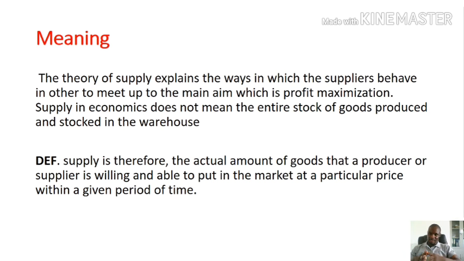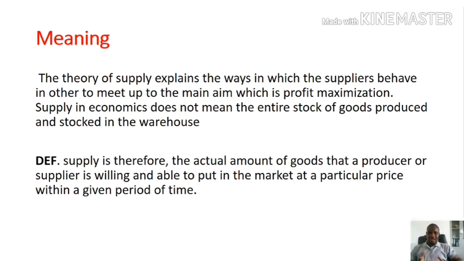So what is therefore supply? Definition. Supply is therefore the actual amount of goods that a producer or a supplier is willing and able to put in the market at a particular price within a given period of time. So it is that actual amount of products that you as a supplier or as a producer are willing, there must be that willingness and the ability, which means you should be willing and of course able to put into the market at given prices within a given period of time. So it must be within a given time frame.